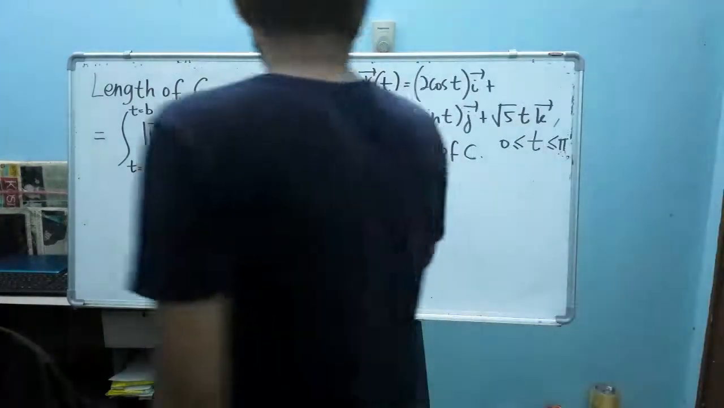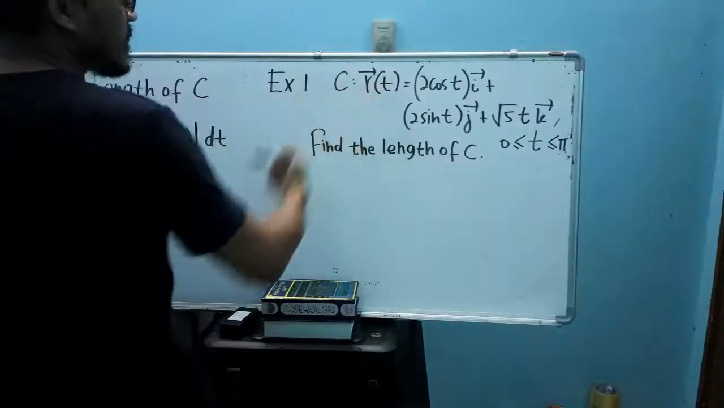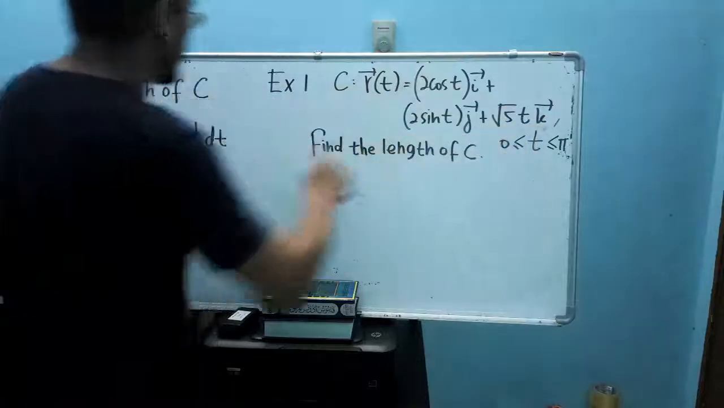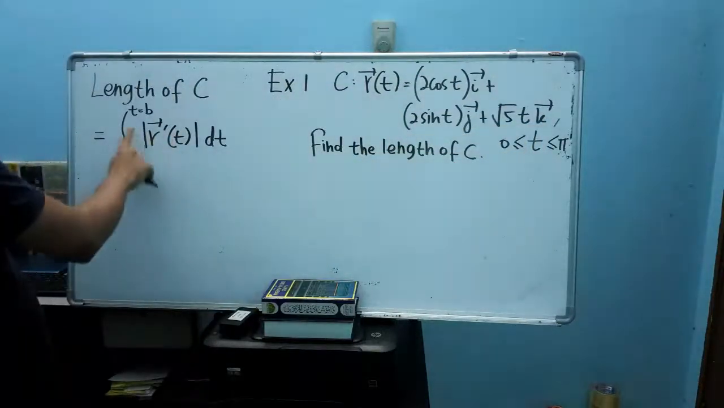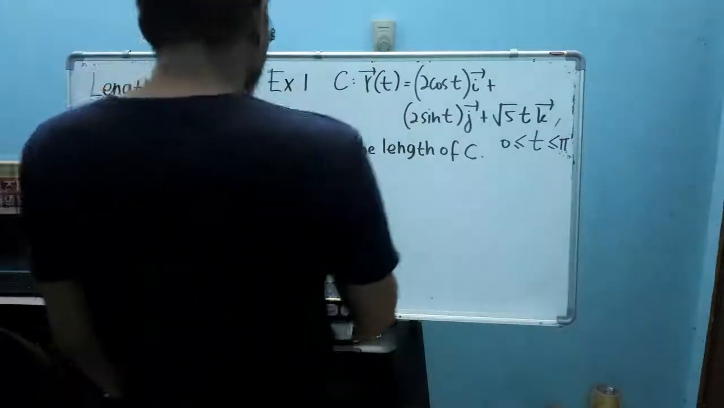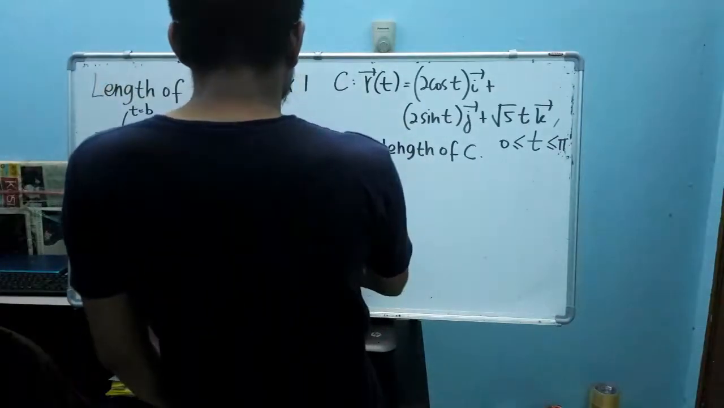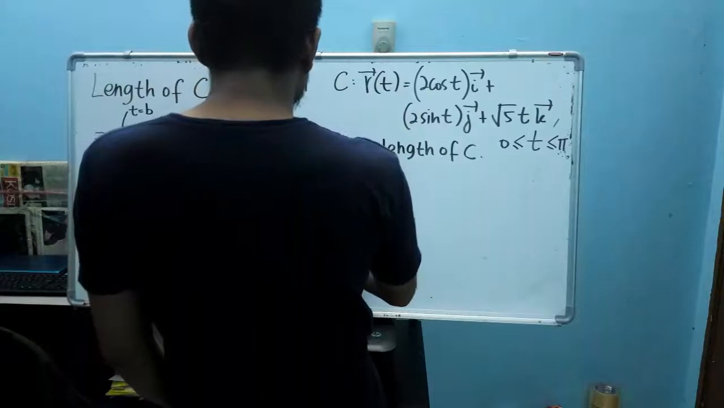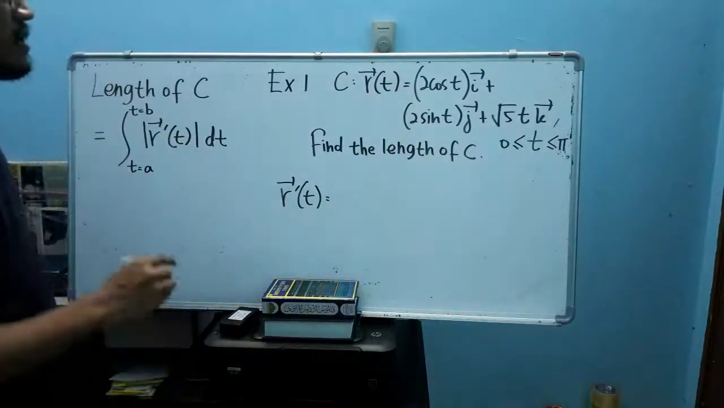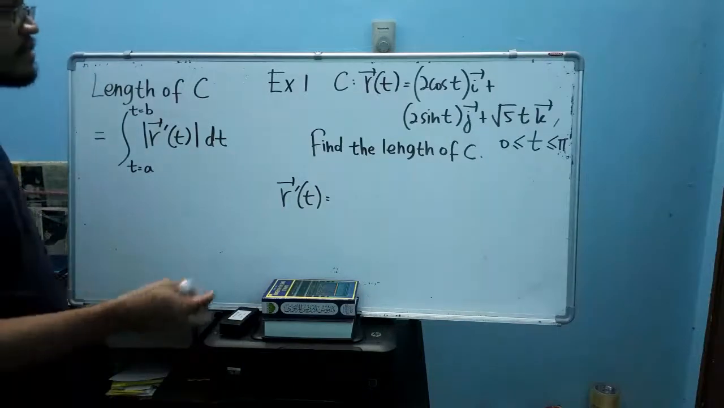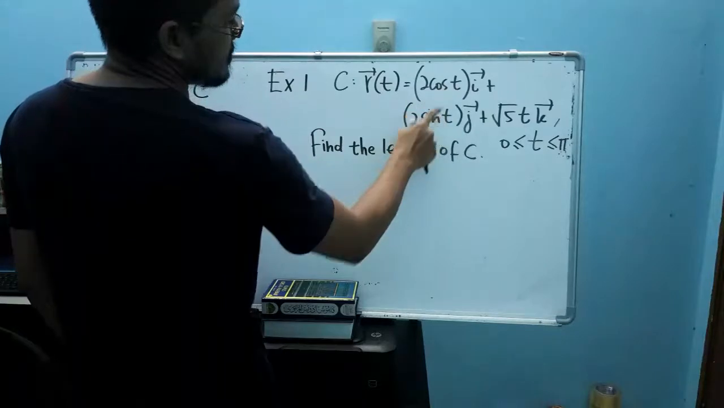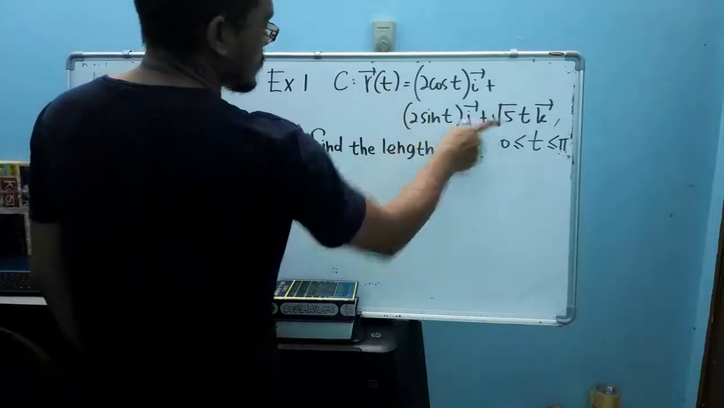Since our C is already defined by r(t), in this formula we need to find only the magnitude of r'(t). What is r'(t)? You just take the first derivative, the derivative of each component with respect to t.